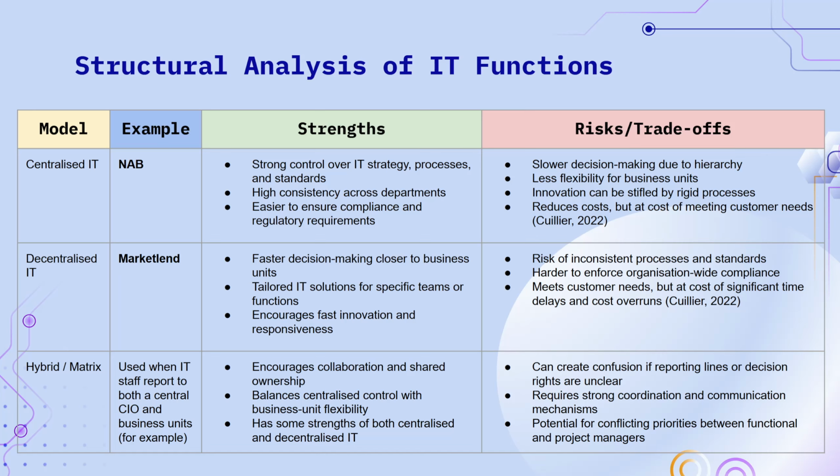decision-making, processes, and standards are tightly controlled from a central IT function. The main strengths of this approach are strong controls over IT strategy, high consistency across departments, and easier compliance with regulatory requirements. Trade-offs include slower decision-making, less flexibility for individual business units, and a tendency for innovation to be stifled by rigid processes. In other words, centralized IT gives you stability and compliance but reduces agility.